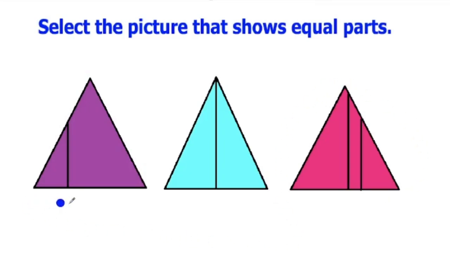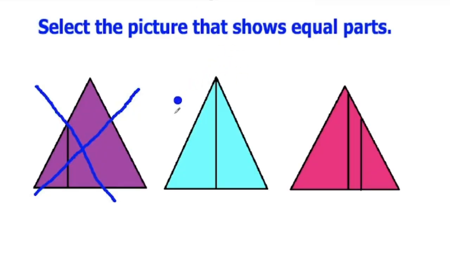So let's take a look at this purple one first. It looks like this has not been divided into exact equal parts. This is smaller than this part. So we could cross that one out. We know this one is not divided into exact equal parts, so we could eliminate it.